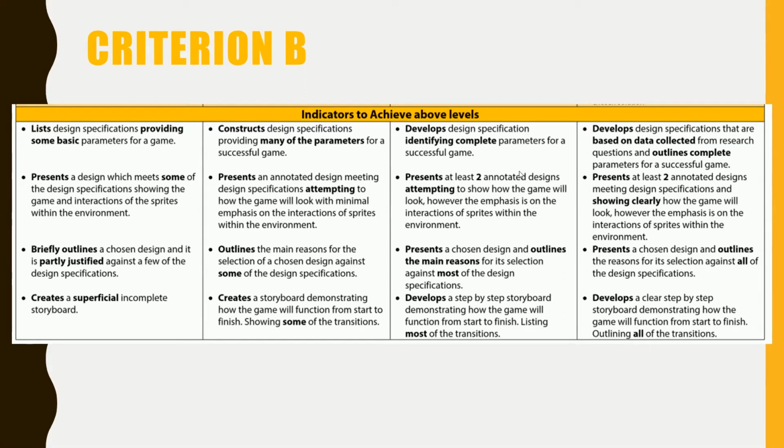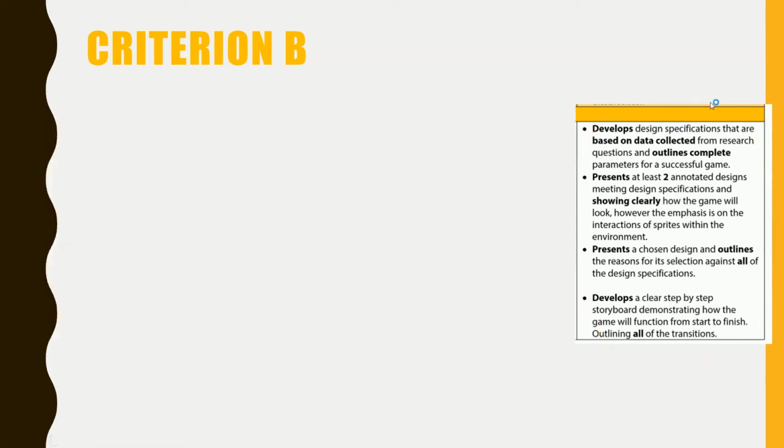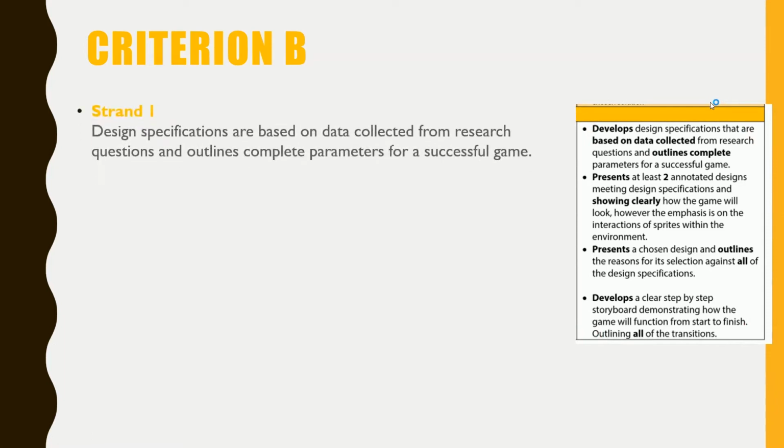Again, same as before, there are 4 different columns: 1 to 2, 3 to 4, 5 to 6, then 7 to 8. Again, we'll be focusing on the 7 to 8s in order to achieve the highest grade possible for the subject. Strand 1 basically means that you make a set of design specifications based on the data collected from the research questions that you did, describing the complete parameters for a successful game. So how are you going to make this game work, basically.